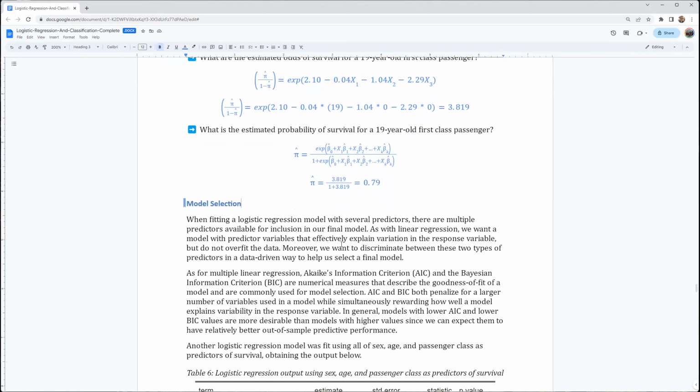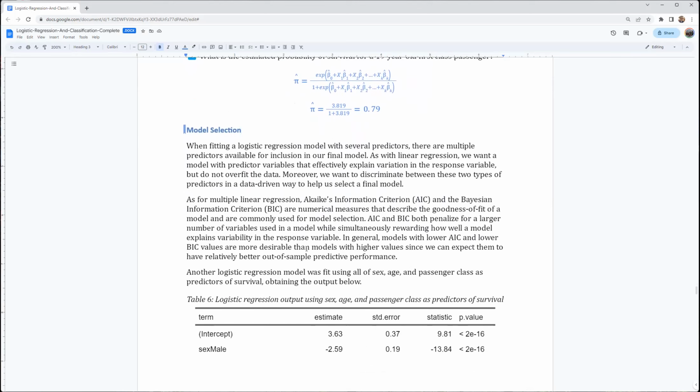Just like with multiple linear regression, we can have multiple predictors that are candidates to be included in our model. We also had the sex of the passenger here. We didn't use that yet. Should we have included it in our model? Should we have not included the age of the passenger? Maybe it wasn't actually important. So just like with linear regression, we can use Akaike's information criterion and the Bayesian information criterion, AIC and BIC, to help us decide which predictors to keep. In general, a model with lower AIC and BIC values is considered better. It will be expected to have better predictive performance out of sample for data that the model has not yet seen.